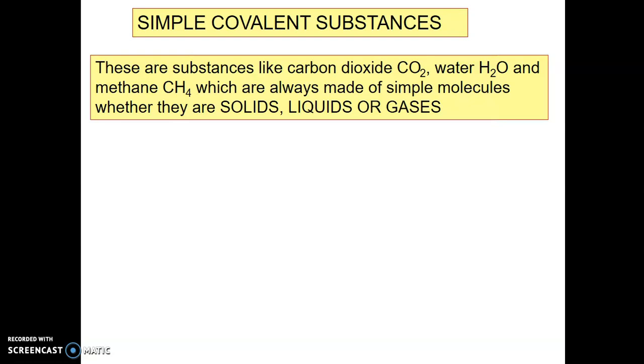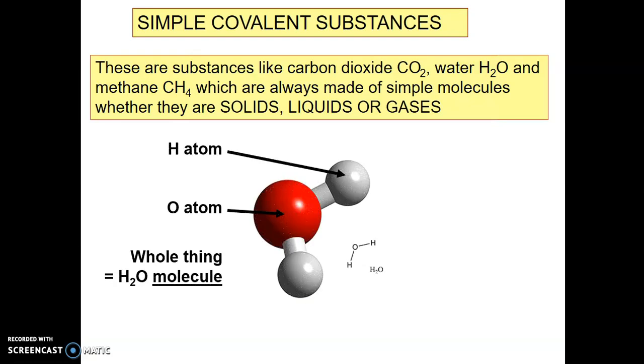So simple covalent substances are things like carbon dioxide, which is obviously carbon and oxygen, water, which is obviously hydrogen and oxygen, methane, which is carbon and hydrogen. All of those are simple covalent substances. They have what we call simple molecules because they are not large molecules, they don't contain large numbers of atoms, and they don't contain large numbers of different substances. So they're what we call simple covalent substances.